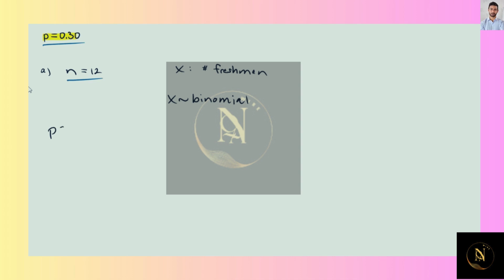And so we want the probability of fewer than 3. That's the probability that x is smaller than 3. In terms of a cumulative probability, this is the probability that x is at most 2. Let's solve this using Excel.